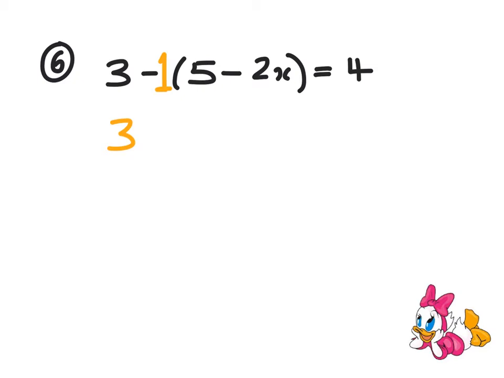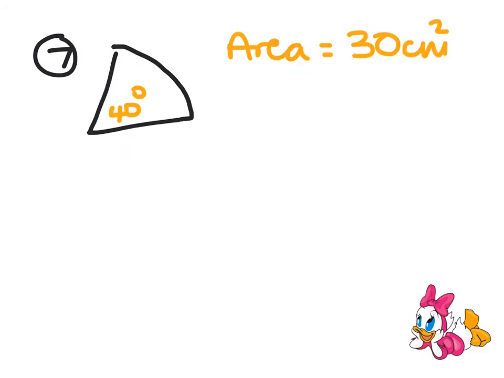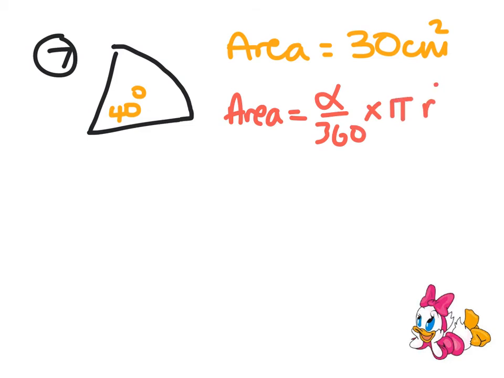For question 7, we are allowed a calculator. From the picture, we know the angle at the centre is 40 degrees. We know the area is 30 centimetres squared. So we're going to use the area of a sector formula, which is area equals alpha over 360 times pi r squared. And that's the important bit that we're actually looking for. We're looking for the r squared.